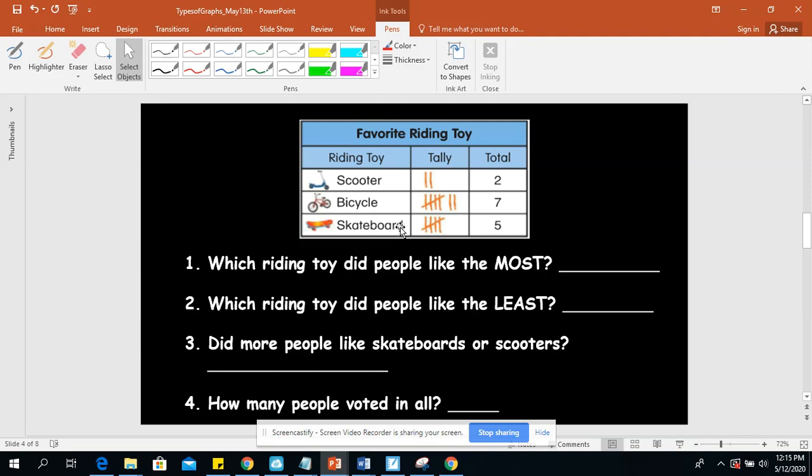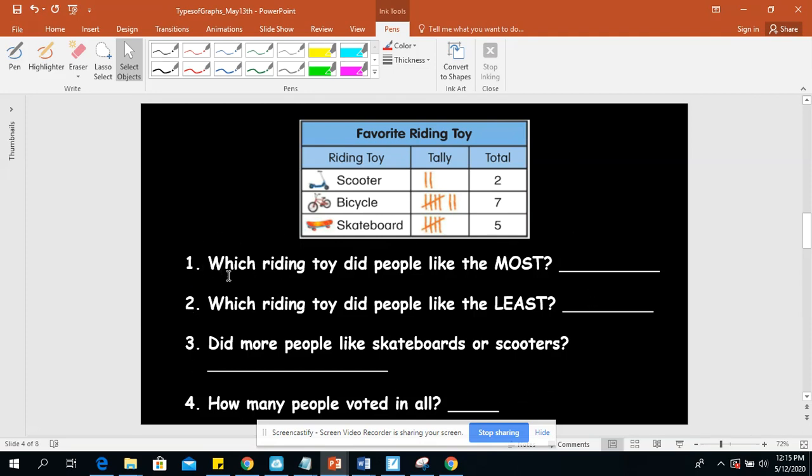And here's skateboard. There are 5 tally marks next to skateboard. That means 5 people chose skateboard as their favorite riding toy. To practice reading this tally chart further, we have some questions here at the bottom.